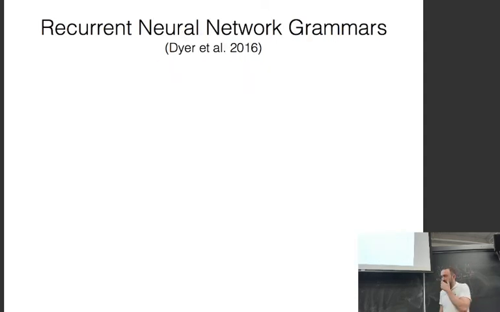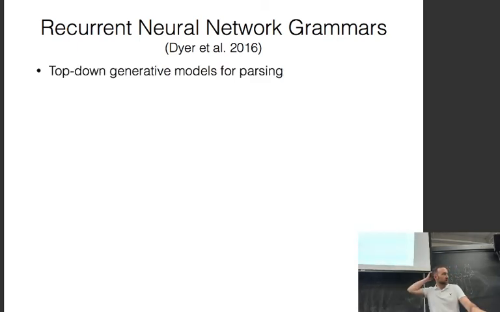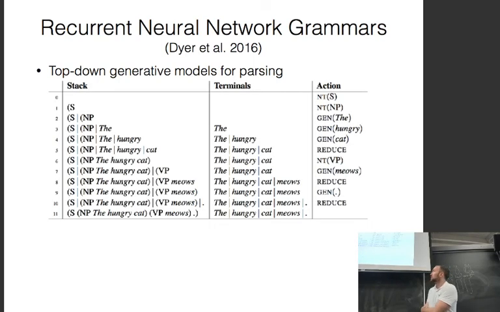One kind of interesting thing with regards to phrase structure is recurrent neural network grammars. These are generative models for parsing. So the difference between this and the model I showed before is that the previous model was a discriminative model. It tried to predict the tree given the input. This one tries to generate both the sentence and the tree at the same time.